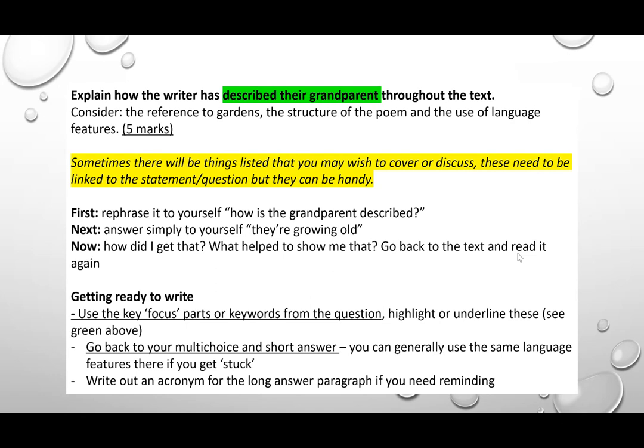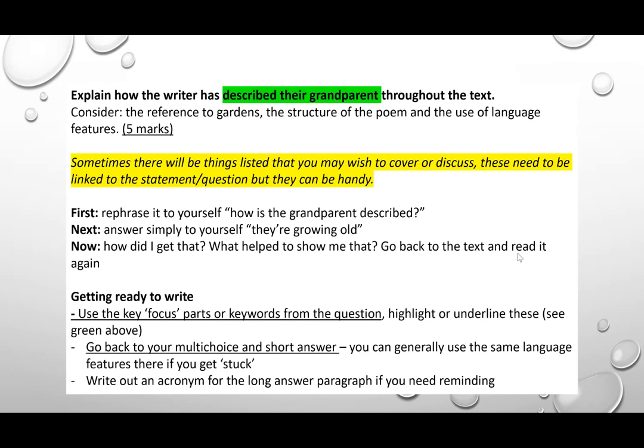So the question that you are answering in your long answer response is explain how the writer has described their grandparent throughout the text. First step that I do when I get given something like this is I rephrase it to myself as just a simple question. So, how is the grandparent described? And then I think to myself as the simple answer, they're growing old. Cool. And now I need to go back to the text and think how I got that, what helped to show me that, and I'll read the text again to do that.